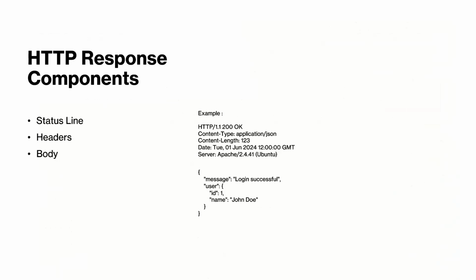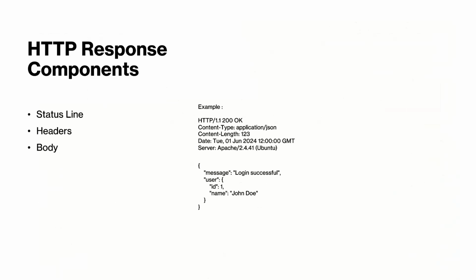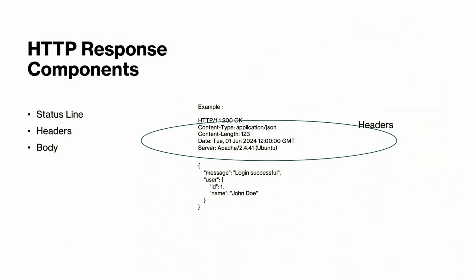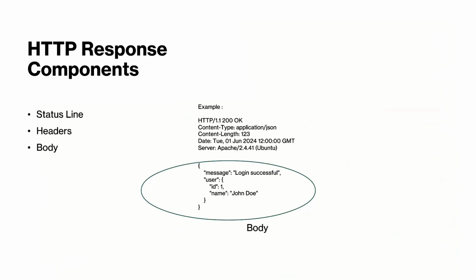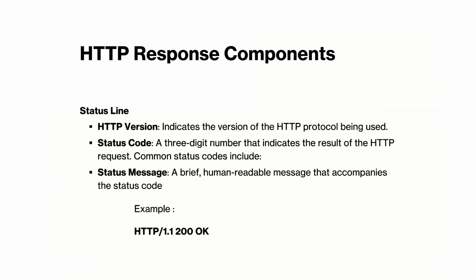Next, let's look at the HTTP response. An HTTP response also consists of several components: status line, headers, and body. Let's take a look at each one in detail. Status line: the status line is the first line of the HTTP response, and it contains three parts: HTTP version, status code, and status message. HTTP version indicates the version of the HTTP protocol being used. Status code, a 3-digit number that indicates the result of the HTTP request. Status message, a brief, human-readable message that accompanies the status code.